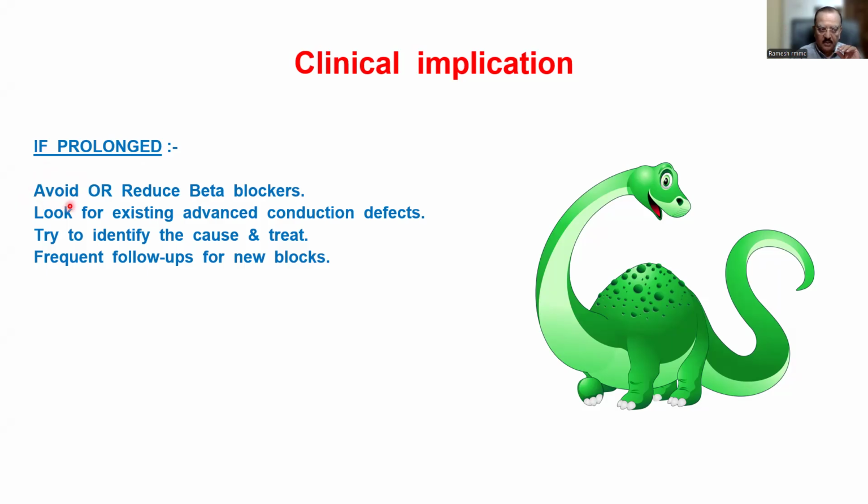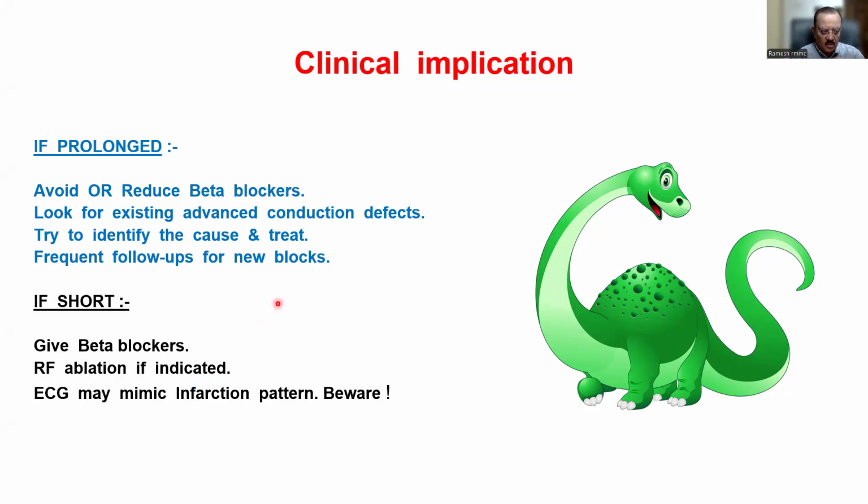You should not start beta blocker, or if the patient is already on a beta blocker, you have to reduce the dosage of beta blocker. Many times, beta blocker will be the culprit for prolonged PR interval. Many patients you see from tomorrow who are on a high dose of beta blocker for a long time, you will find the prolonged PR interval there. Try to identify the cause and treat, with frequent follow-up.